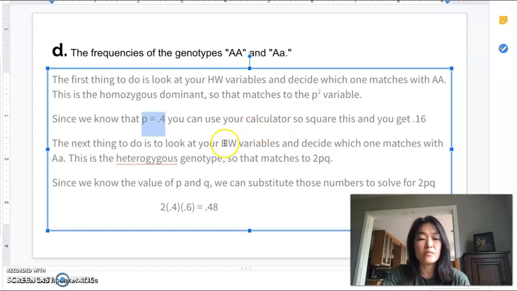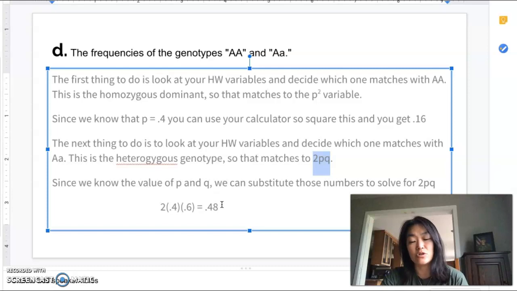Okay, so p squared is the frequency of the homozygous dominant genotype. And then the next one is you're looking to see what is the frequency of the heterozygous genotype matched up to your Hardy-Weinberg variables. And of course, that is the 2pq function. This is easy because you already know what p is and you already know what q is. So you go ahead and substitute that in. 2 times 0.4 times 0.6 is going to equal 0.48. As far as showing work, you're going to show me that you know that the heterozygous genotype is equal to 2pq, and you'll substitute that in and show me that it equals 0.48.